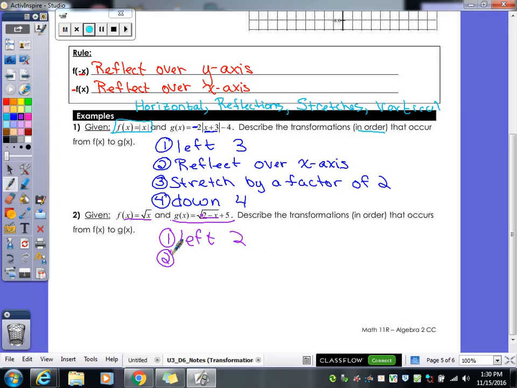Do I have a reflection? Do I have any negatives? Yes. This one's a tricky one to see. This x is negative. It's minus x there. So what kind of reflection if the x is negative? Over the y-axis. So this reflects over your y-axis.